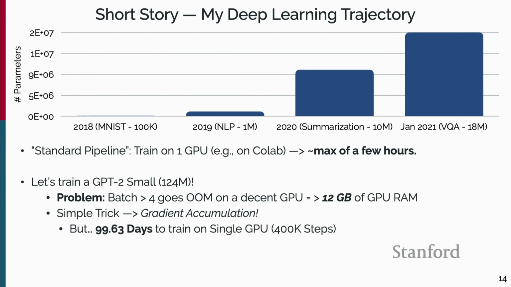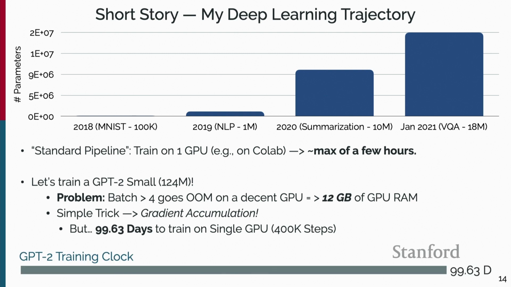But if you do the math, it's like 100 days to train on that single GPU for 400,000 steps. So how do we go from this clock of 100 days to something reasonable? That's what we're going to talk about.